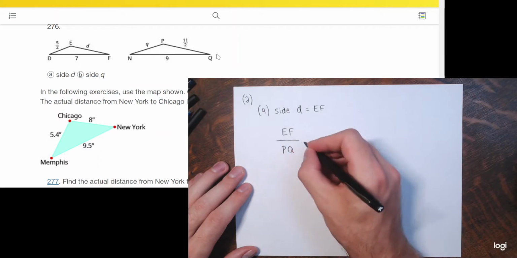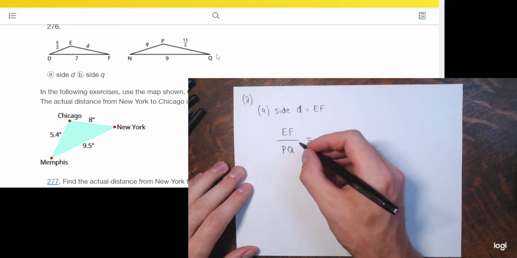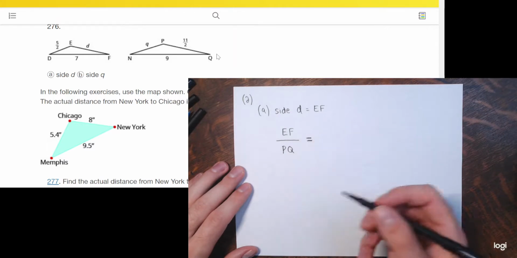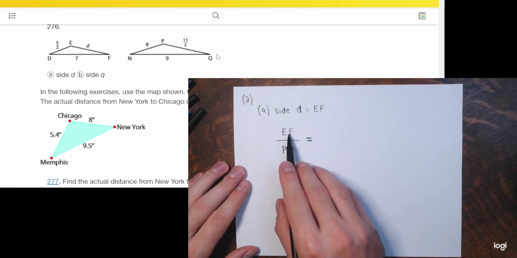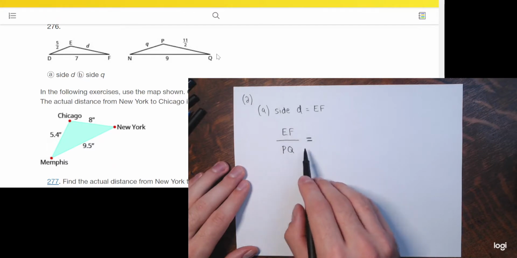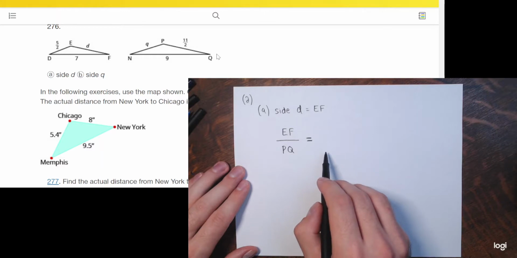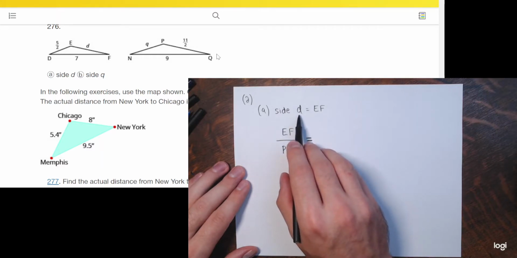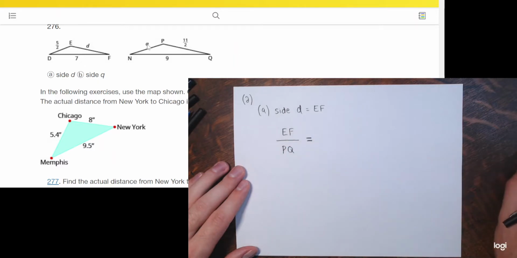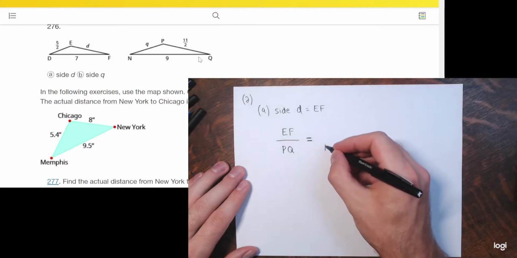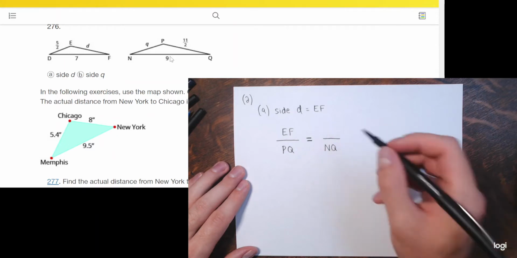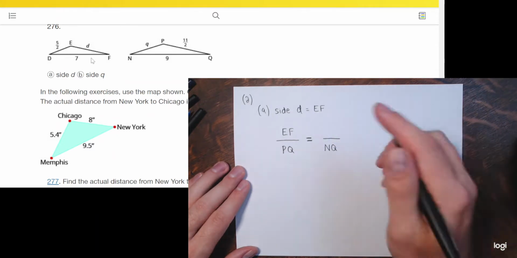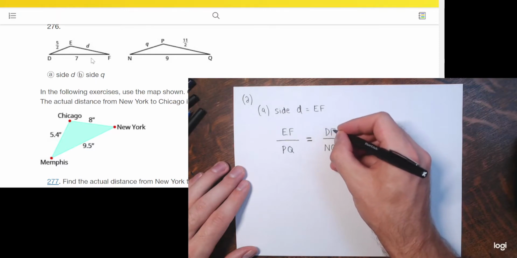So I have the ratio of EF to PQ, which should be equal to the ratio of another pair of corresponding sides. And I'd like the numerator to be from triangle DEF and the denominator to be from triangle NPQ. And I want to set it up so that little d is the only variable. So I don't want to use little q, that means I don't want to use PN. So I have to use NQ from that triangle, and that's going to go in the denominator on the other side. And then NQ corresponds to DF in the triangle DEF, right?